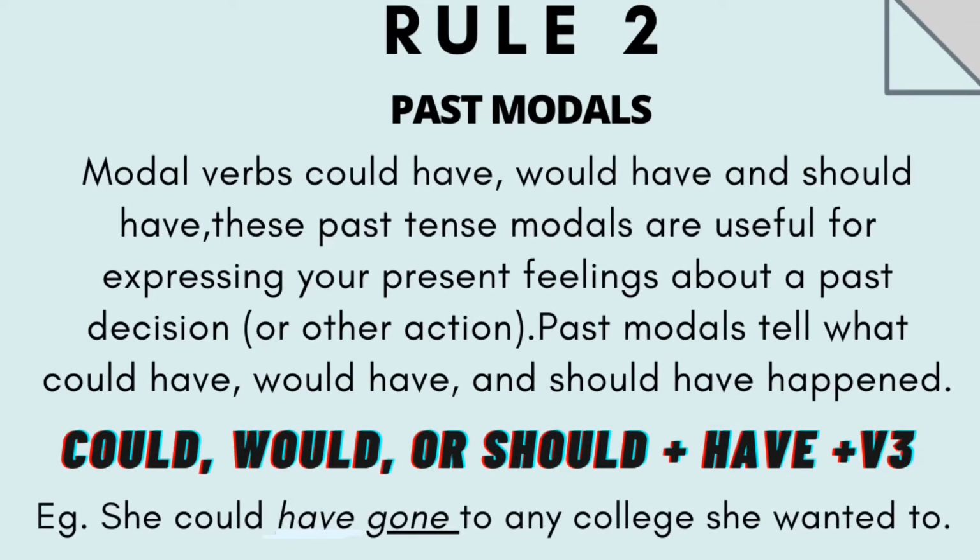Our rule 2 is past modals. Modal verbs could have, would have, and should have. These past tense modals are useful for expressing your present feelings about a past action or decision. Past modals tell us what could have, would have, and should have happened. So remember, with could, would, or should plus have, we use the third form of the verb. For example, she could have gone to any college she wanted to.